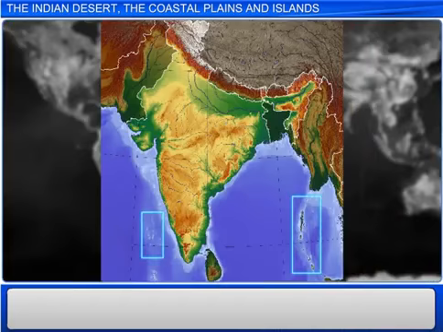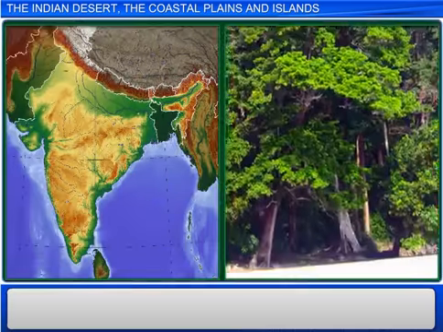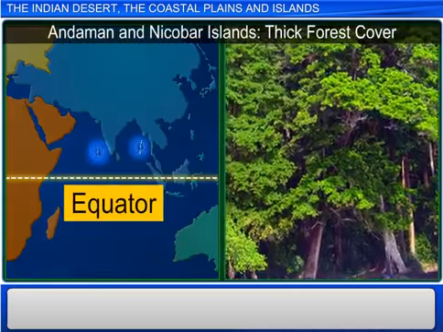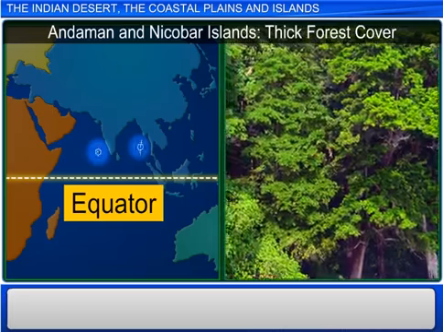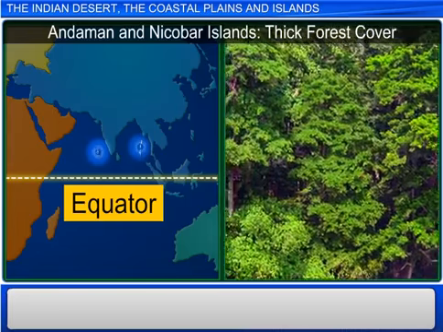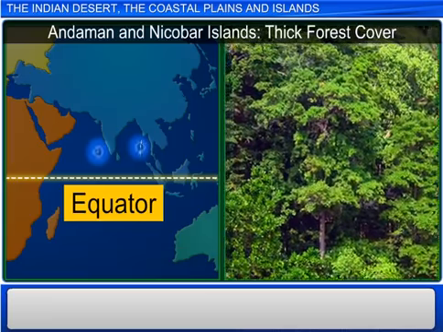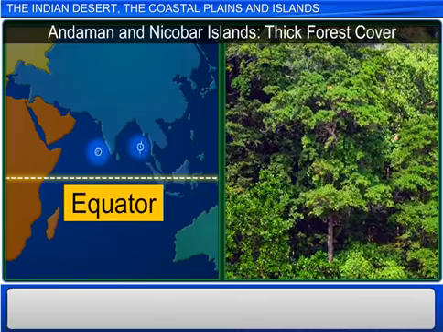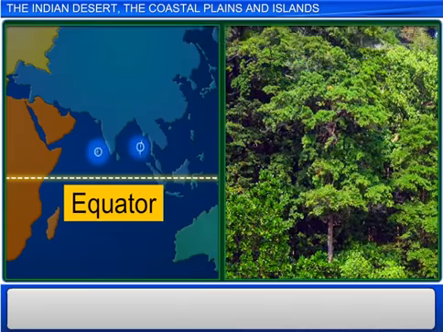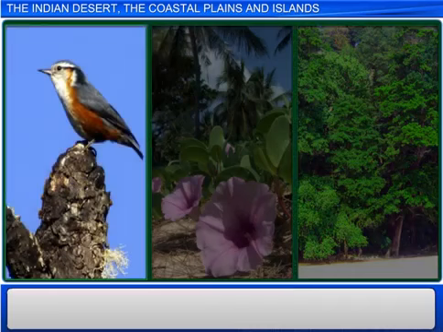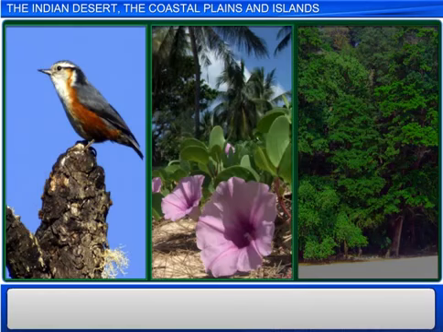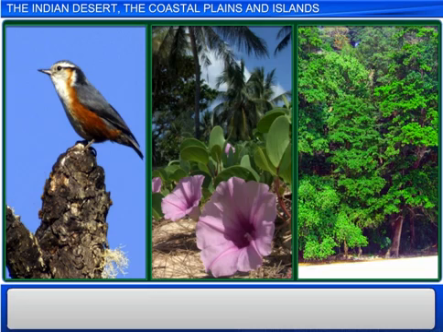These island groups are of great strategic importance for the country. These islands lie close to the equator. The equatorial climate has resulted in a thick forest cover. Thus, like the Lakshadweep Islands, these islands display great diversity of flora and fauna as well.